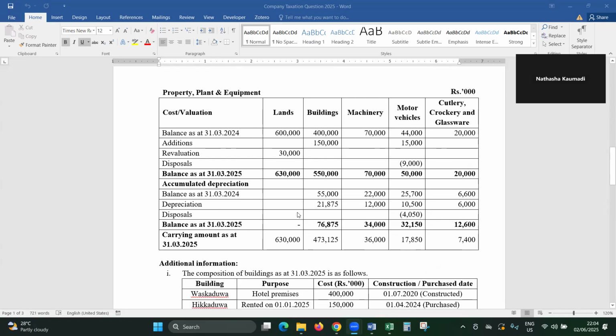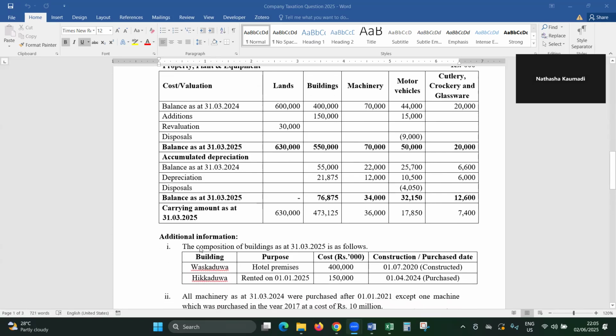And then you can see the property, plant and equipment note given. What is included? Lands, buildings, machinery, motor vehicles, cutlery, crockery, and glassware. That's related to the hotel industry. And you can see the cost or the valuation balance given as at 31st March 2024, that is the beginning. And then additions, revaluations or disposals, and then the balance. And accumulated depreciation, again the opening balance, depreciation, disposals, and then the closing balance, finally the carrying amount of the PPE items.